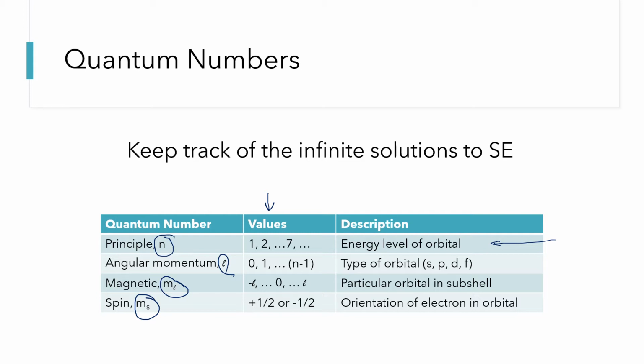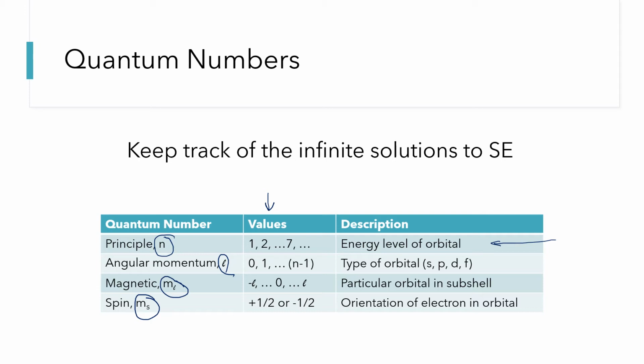The magnetic quantum number can be as small as negative L. So M sub L depends on L, and of course L depends on N, so it all works backwards. So the smallest value for M sub L is negative L, and then it counts up through 0 into positive numbers, and the maximum number that it can be is L. So let's say that our angular momentum quantum number is 2, then our magnetic quantum number could be negative 2, negative 1, 0, positive 1, or positive 2.